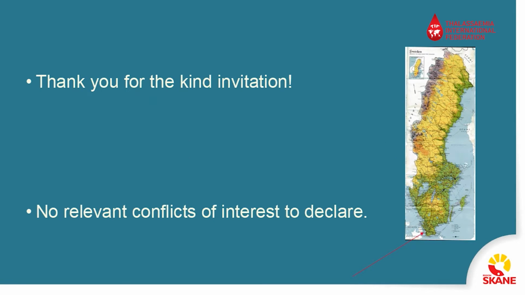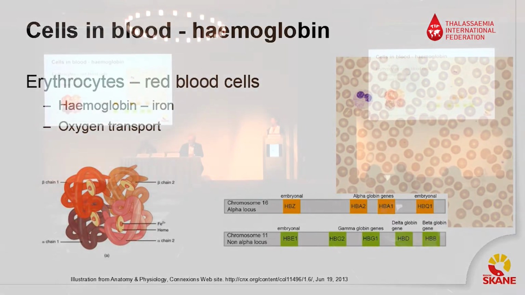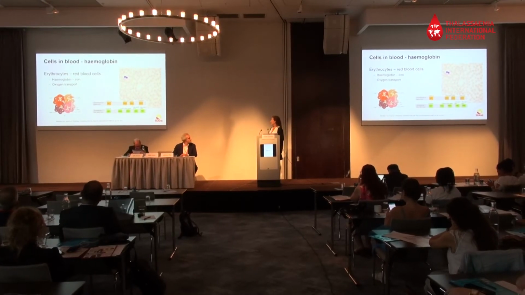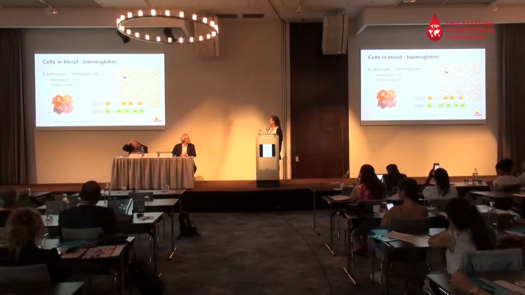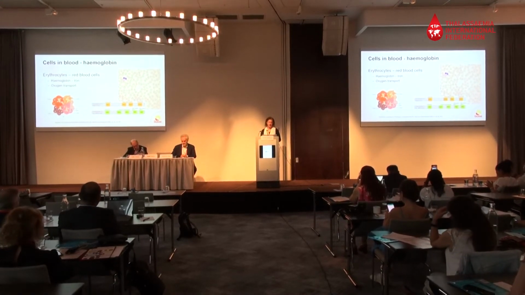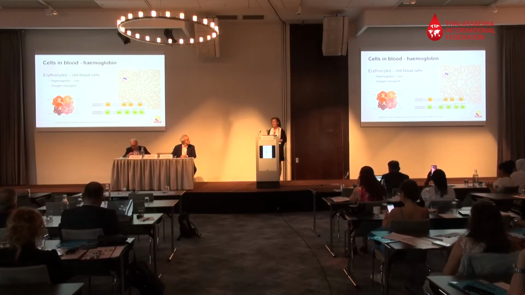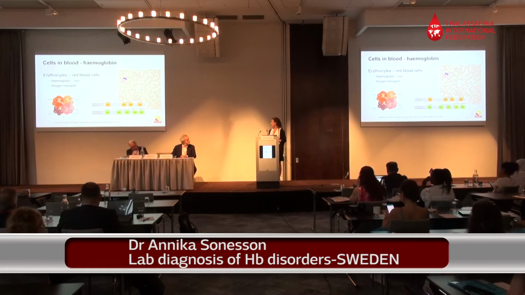So, let's start with a short background. We have the erythrocytes, the red blood cells, and these are packed with hemoglobin, the molecule of interest today. The hemoglobin consists of 4 globin chains put together. We have 2 alpha globin chains and 2 beta globin chains. The alpha globin chains are encoded from 2 genes located on chromosome 16, and we get 2 copies from our mother and 2 from our father, so we have 4 alleles. The beta globin chain is coded from a gene located on chromosome 11.